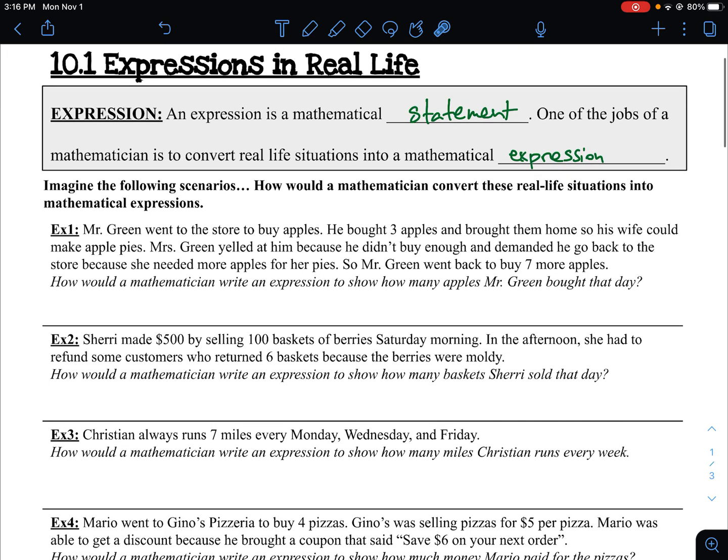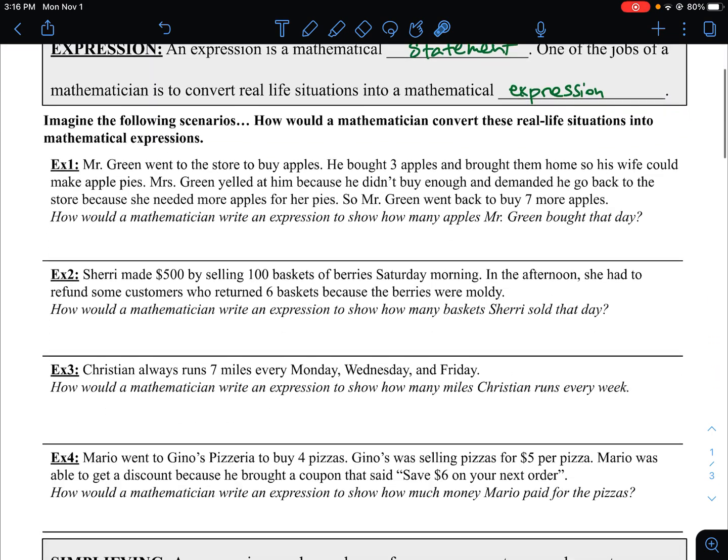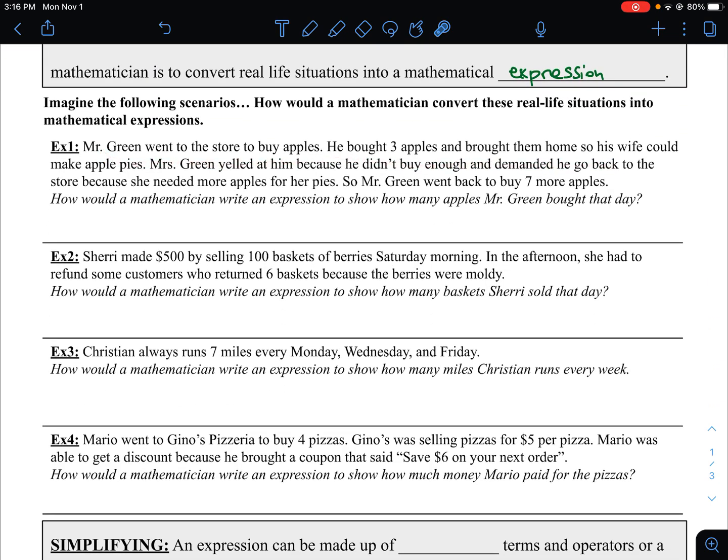So let's take a look at some examples. Imagine the following scenarios. How would a mathematician try to convert these real-life situations into mathematical expressions? Because mathematicians and scientists want to turn everything in life into just a series of numbers so that they can run calculations. So let's read example 1.